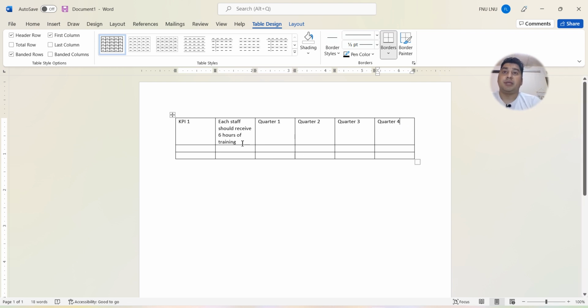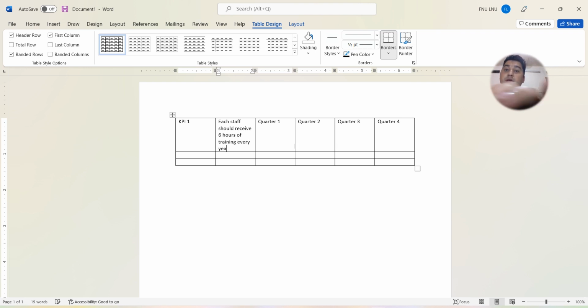So each staff should receive 6 hours of training every year. So in 1 year, I have to make sure that each of the staff should receive 6 hours of training. So 6 hours, I have to divide it in 4. So let's say 1.5. In quarter one, when I check each employee, I have to make sure that each employee has received 1.5 hours of training. So if the person achieved 1.5 hours of training, then yes.